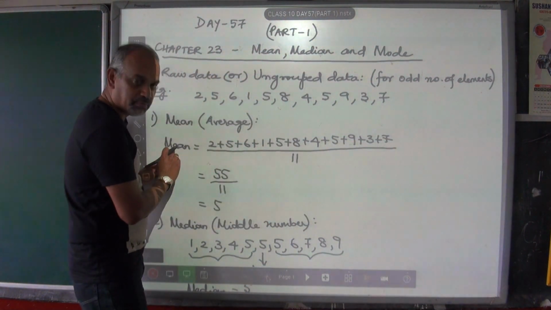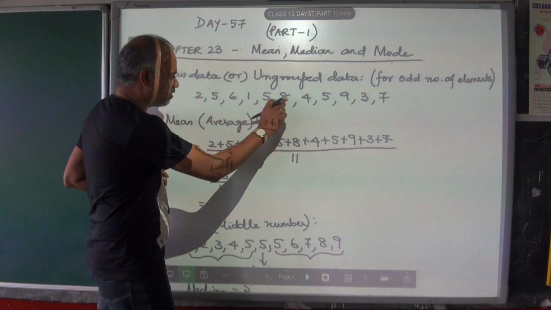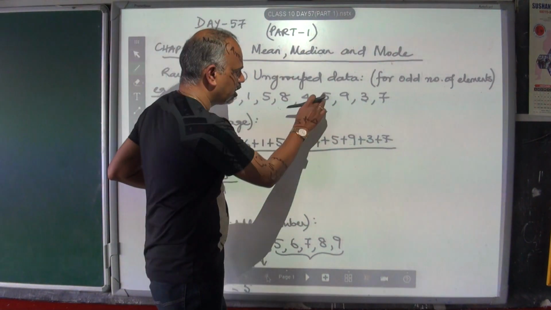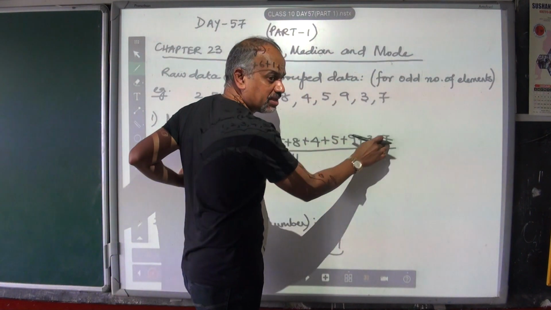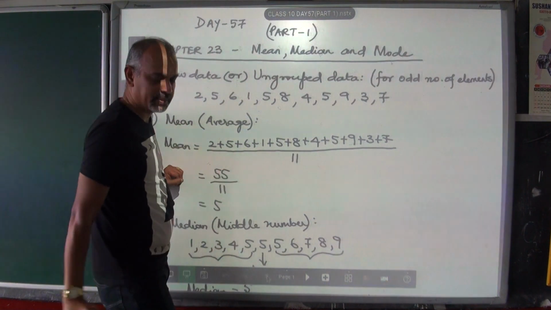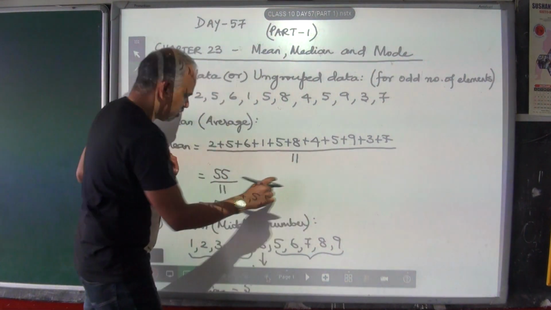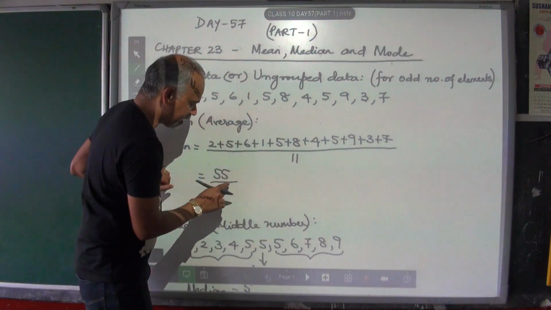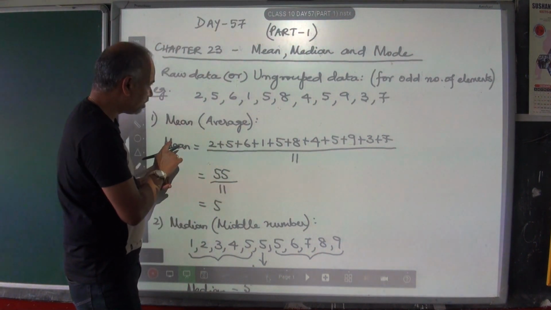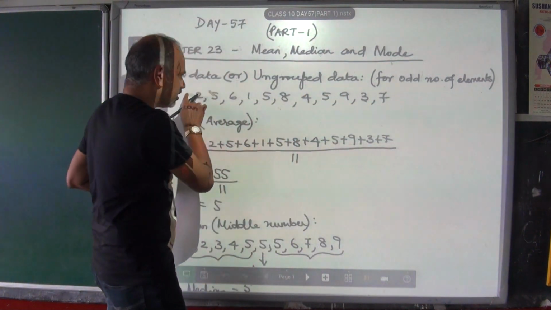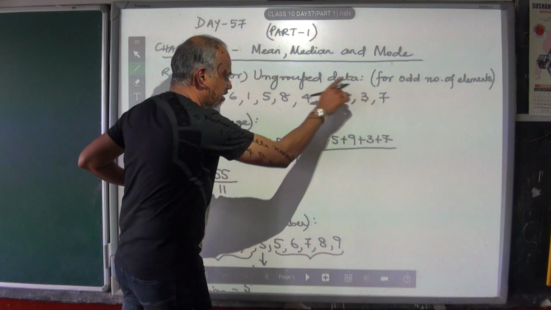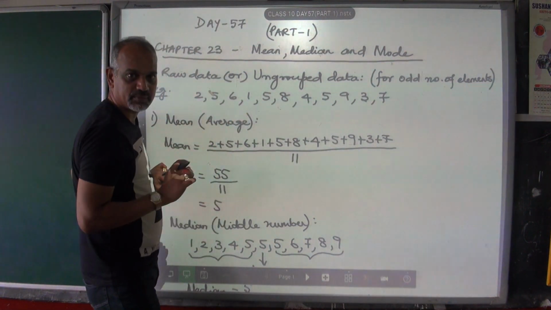So to find mean, keep adding all of them. That's 2 plus 5 plus 6 plus 1 plus 5 plus 8 plus 4 plus 5 plus 9 plus 3 plus 7, and divide by the number of elements, that is 11. If you add all this, you will get 55 divided by 11. That should give you 5. So the mean of this raw data, that's the average of all the numbers that are given here, is 5.